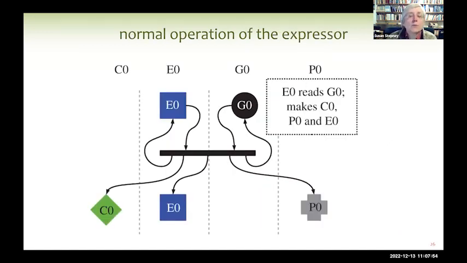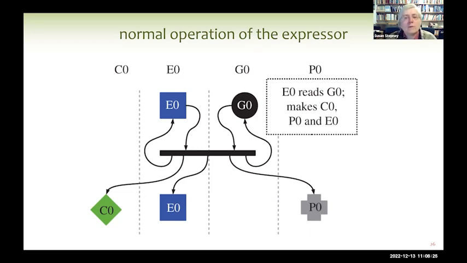Similarly, the expressor works in a similar way. An expressor binds to a genome, and it expresses the genome. In other words, it expresses the copier, it expresses the expressor, and it expresses the payload. In this particular architecture, that's all we've got. The genome simply encodes a copier, an expressor, and a payload application. And so that's how the expressor works.